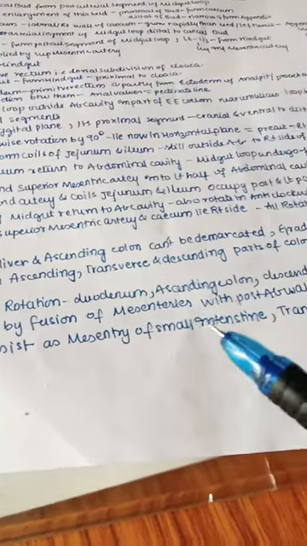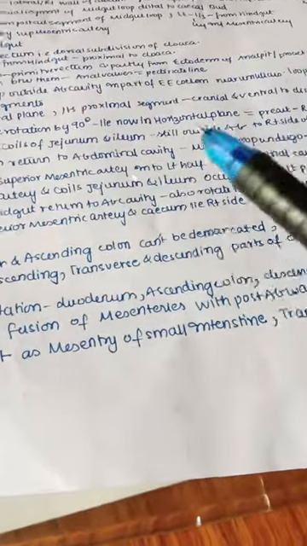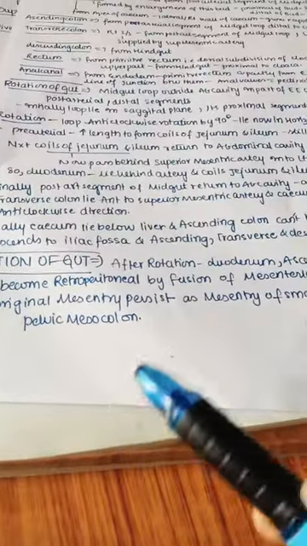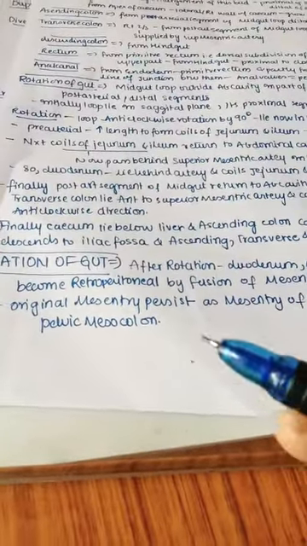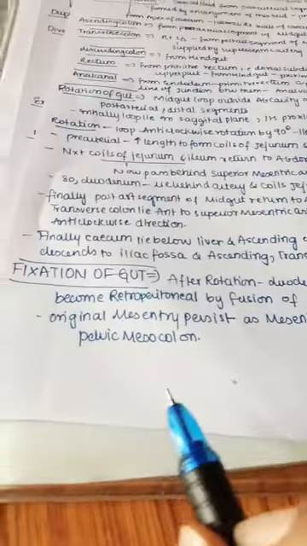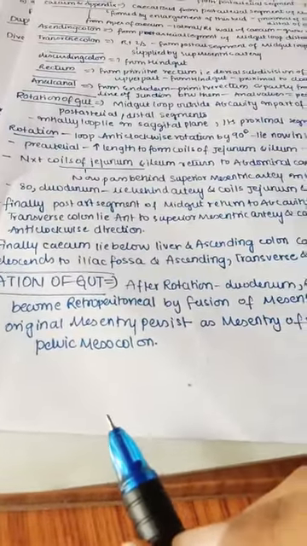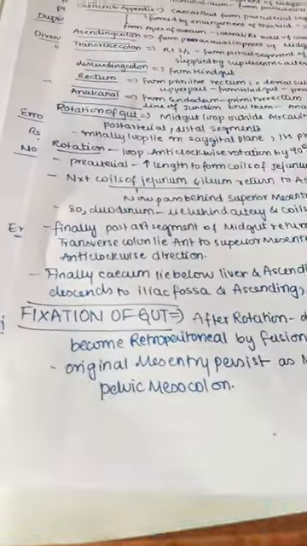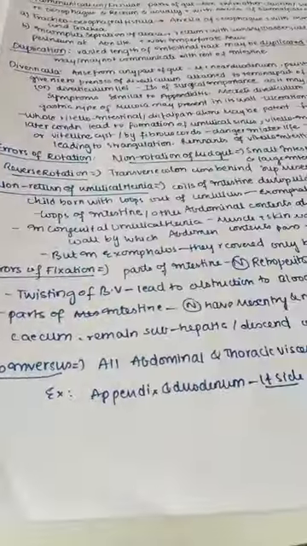So what are the structures becoming retroperitoneal after rotation? Those are the duodenum, ascending colon, descending colon, and rectum. And the original mesentery persists as the mesentery of the small intestine, the transverse mesocolon, and also the pelvic mesocolon. So the original mesentery still persists in the form of the mesentery of the small intestine, transverse mesocolon, and also pelvic mesocolon. So this is about fixation.